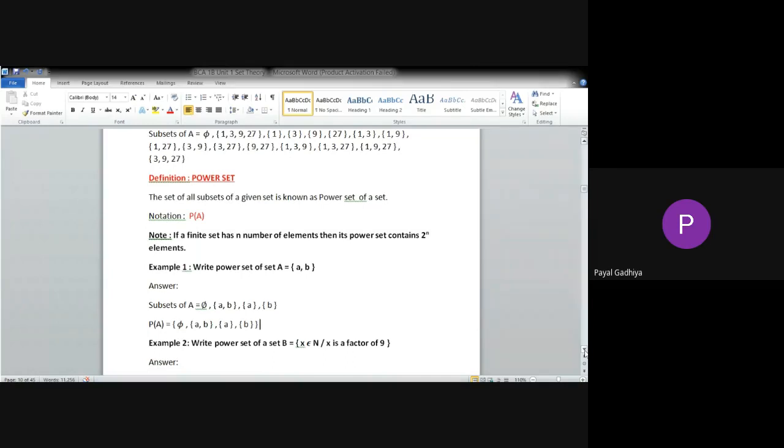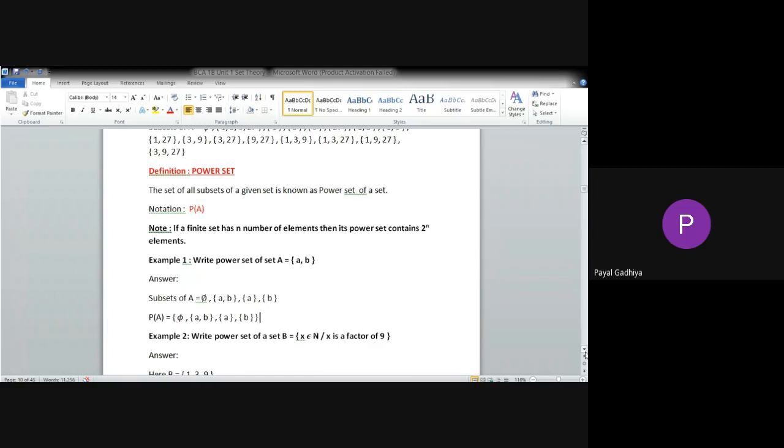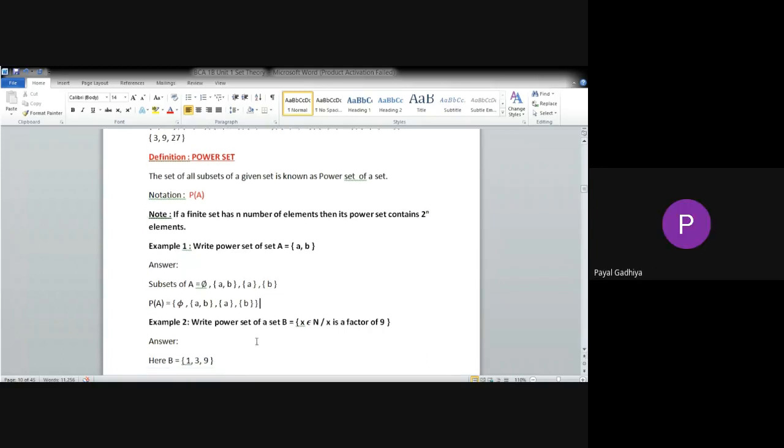So here is the next question. This is what you have to do on your own. Write the power set of a set B, where B is the set of x belongs to N, x is a factor of 9. So what are the factors of 9 first? 1, 3, 9. Yes, 1, 3, 9 are the factors of 9. Now this is the set you have. You have to make all the subsets and then you have to make a power set.